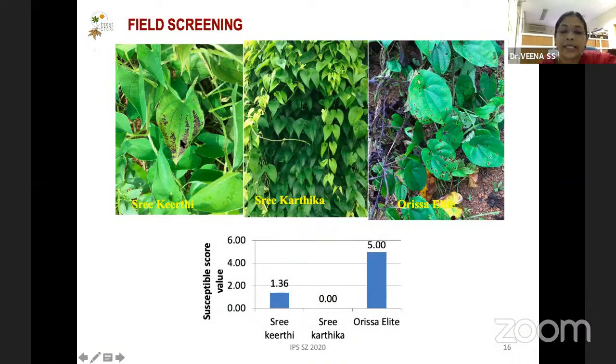These are Sree Keerthi, Sree Karthika, and Orissa Elite. All these three are released from our institute, that is CTCRI. Here you can see Orissa Elite is highly susceptible, whereas Sree Keerthi is tolerant, and Sree Karthika is not at all taking up the infection.